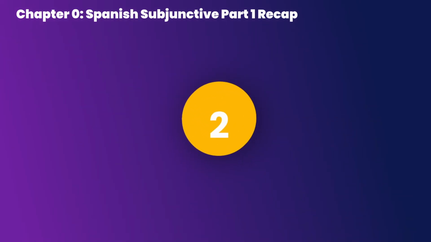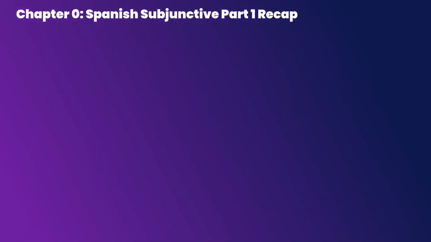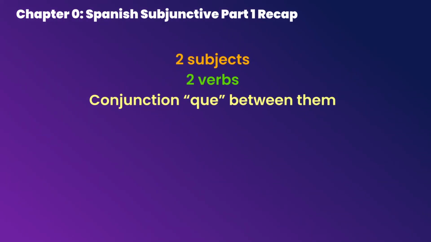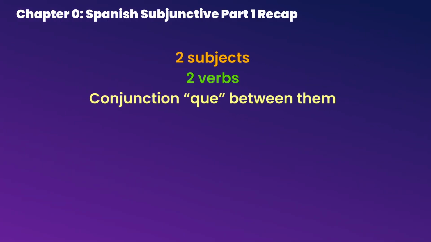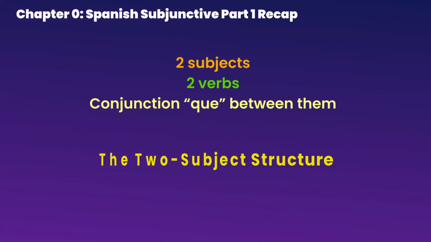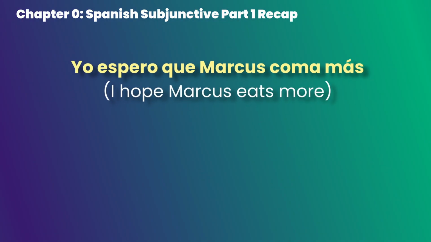Number 2. In order to form subjunctive, you need to have the following: 2 subjects, 2 verbs, and a conjunction que between them to separate the main and subordinate clauses. This is something that we know as the 2-subject structure. For example, yo espero que Marcos coma más.